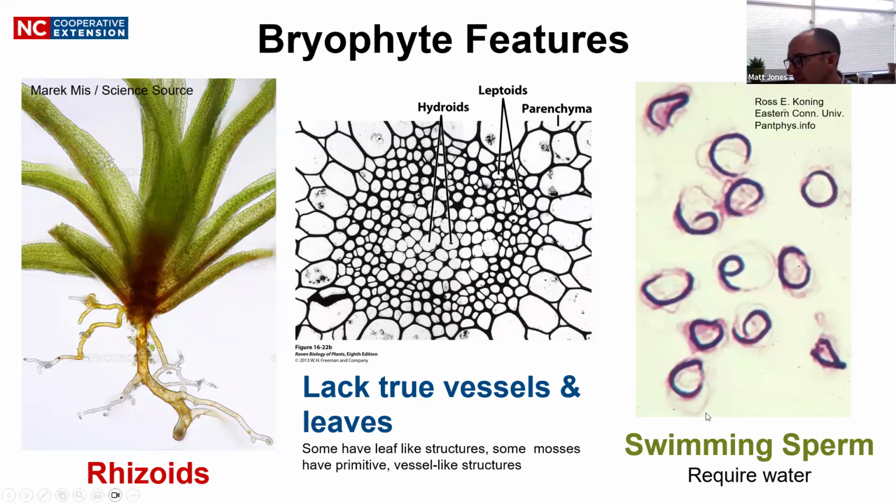And like the ferns, but unlike the gymnosperms and angiosperms, they also still have swimming sperm. They don't produce pollen. They release sperm, often splashed by raindrops, into films of water. And those sperm have to swim to find archegonia that contain egg cells.